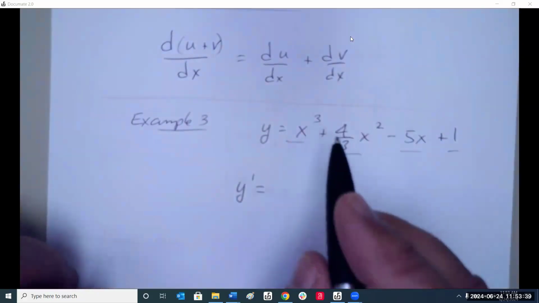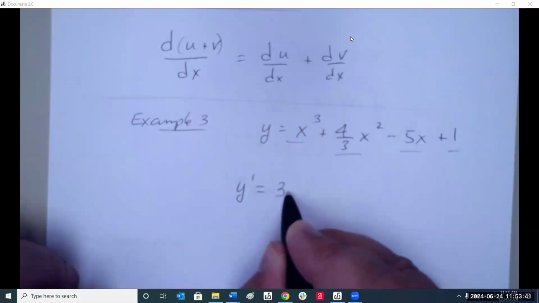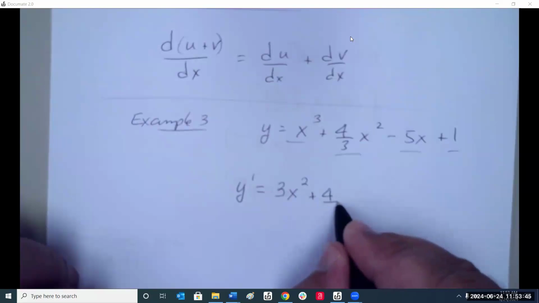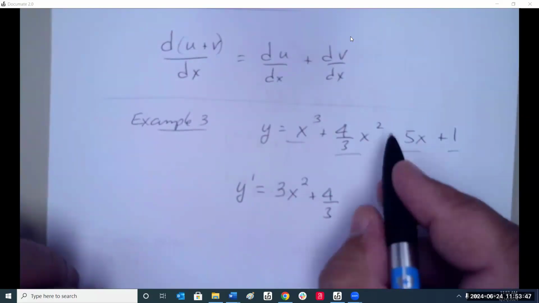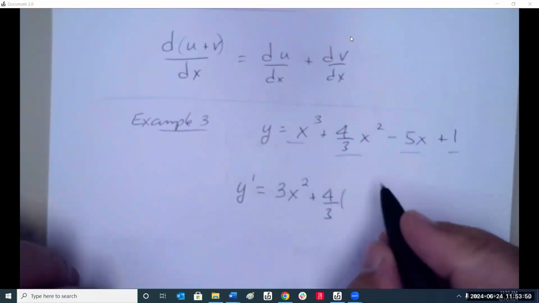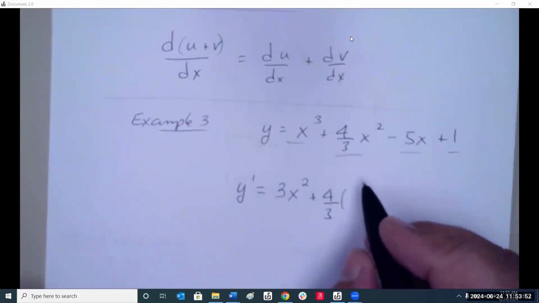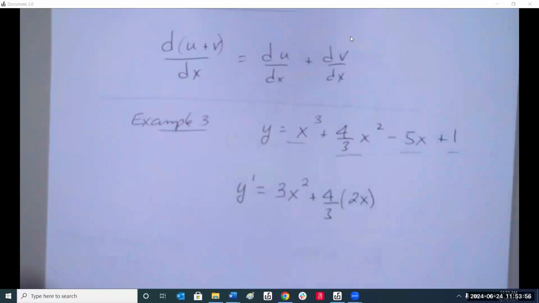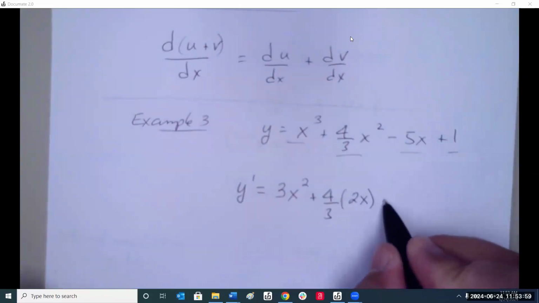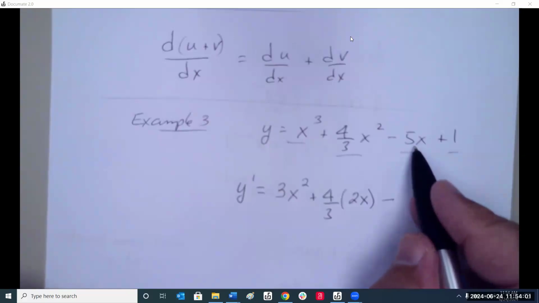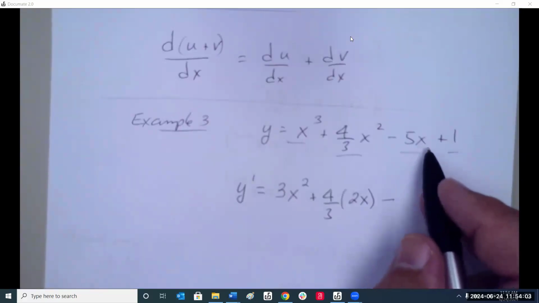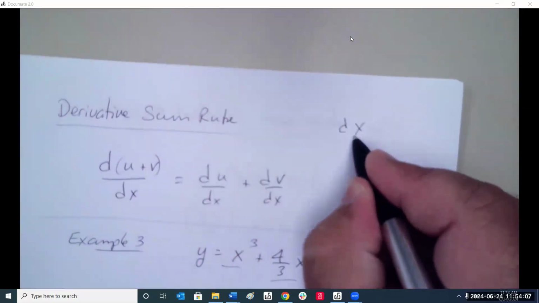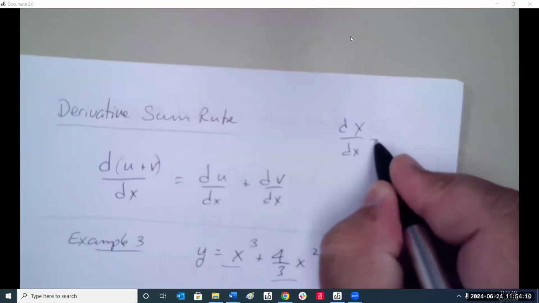So the derivative of x cubed is 3x squared. The derivative of 4/3 x squared: leave the constant alone, bring the 2 down, 2x. Oh, we're gonna talk about this really quick. The derivative of x is 1.